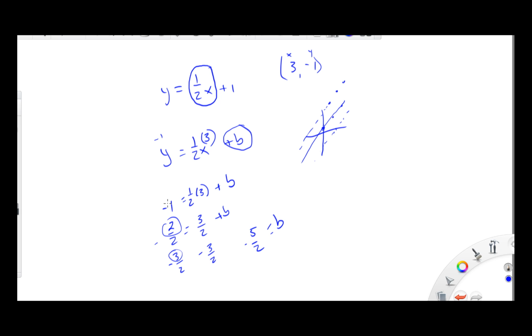Now you're like, how did you go from 1 to a 2 over 2? Well, because you need common denominators, I just made this 1 equal to 2 over 2. That's how I came out with this. So now our equation, since we solved for b, we know what the y-intercept is. y is going to equal 1/2 x. We know that stays the same, minus 5 over 2. Okay, so this is our b-intercept.